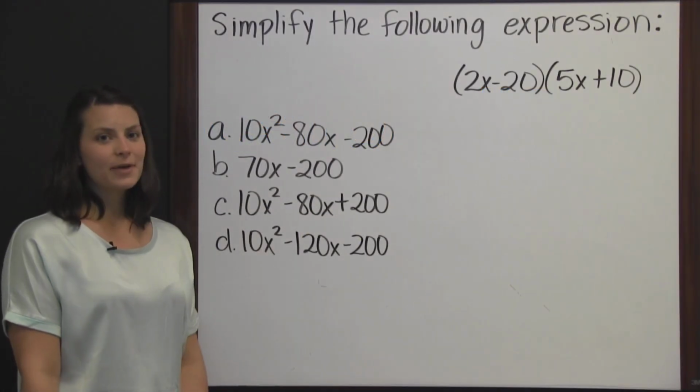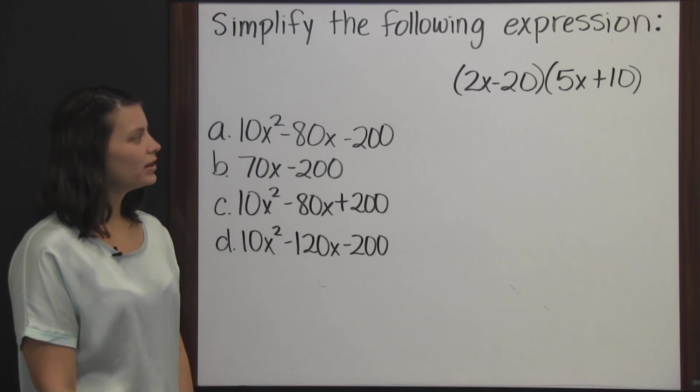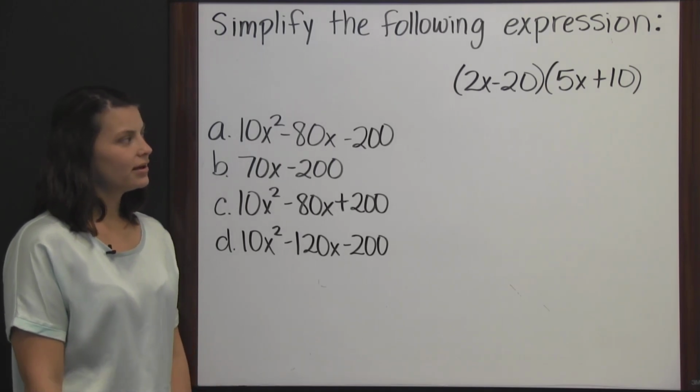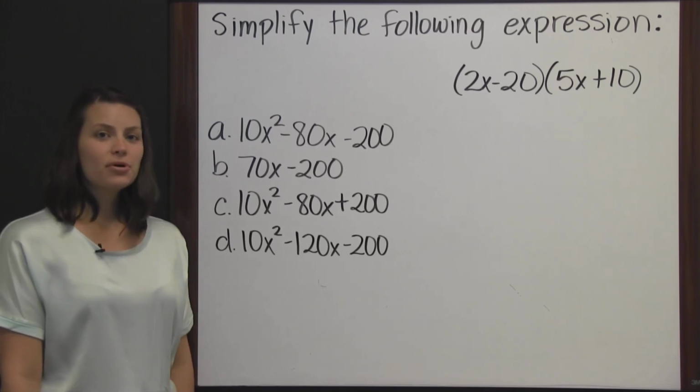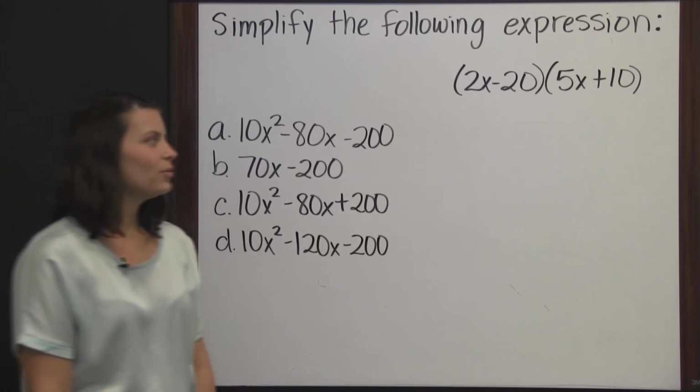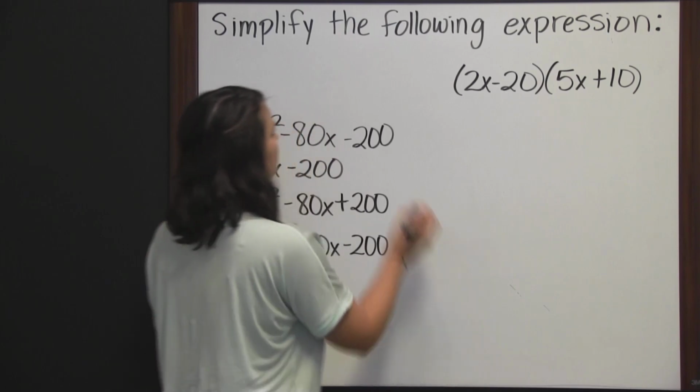Simplify the following expression. The quantity 2x minus 20 times the quantity 5x plus 10. To multiply these two binomials, we can use a method called FOIL.